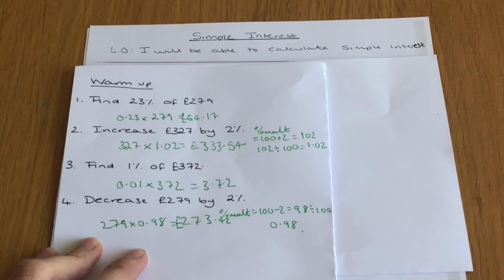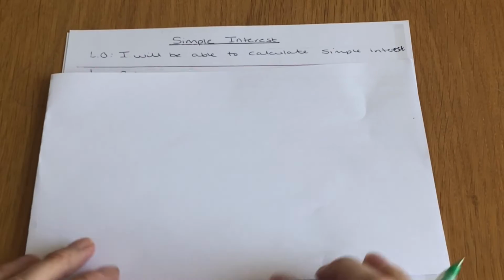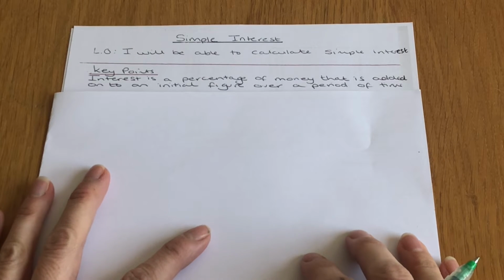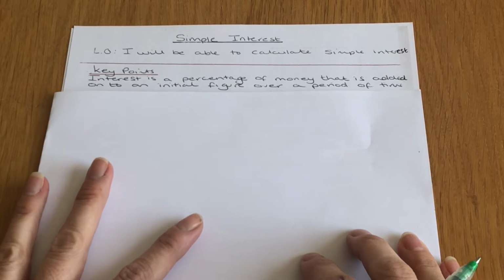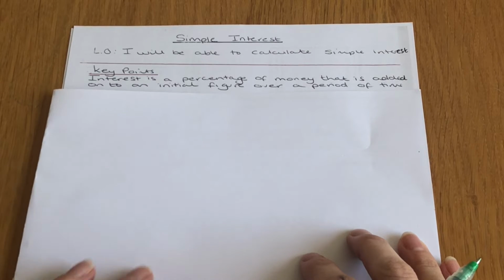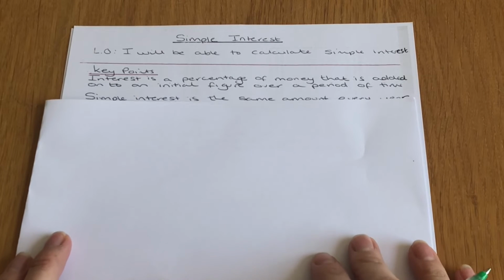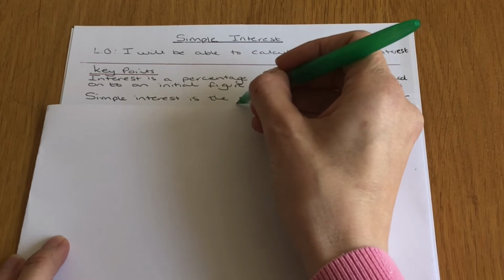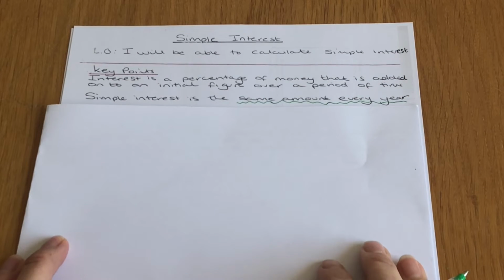Okay, so moving on to today's lesson. Today's key points then are: interest is a percentage of money that is added onto an initial figure over a period of time. So banks offer interest, you can get interest on credit cards. There's two types of interest, and we're looking at simple interest today. Simple interest is when you get the same amount every year. So this is very, very important. It's the same amount every single year.